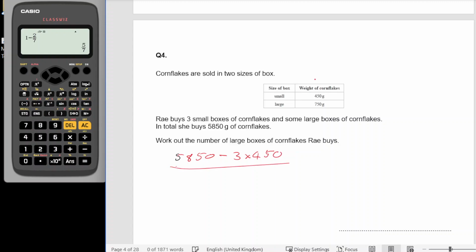And then what I want to do is divide my answer by 750. I can do it as 2 steps if I want to, but there's nothing wrong with doing it as a single step. So 5,850 minus 3 times 450, and divide that answer by 750. That gives me 6. So 6 boxes.